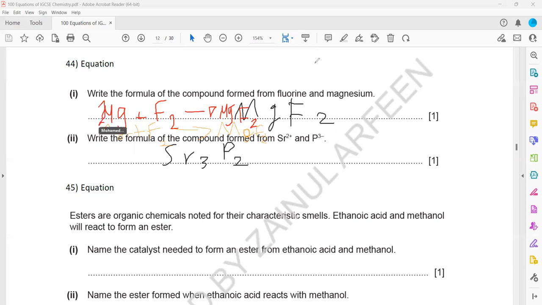So we just need a formula of a compound. Magnesium is +2, and fluorine is in group 7, so -1. So magnesium fluoride will be MgF2. And strontium phosphide: strontium is +2 and phosphorus is -3. So we cross multiply, and Sr3P2 will be the strontium phosphide.